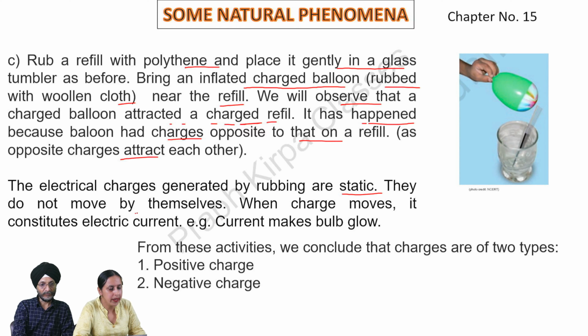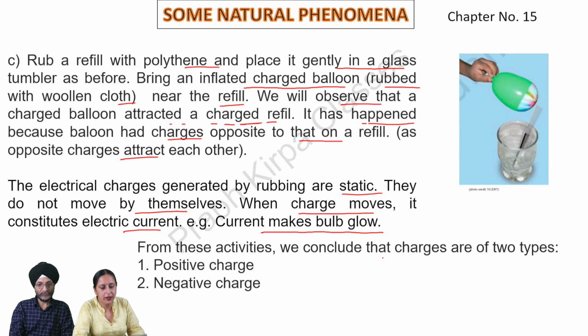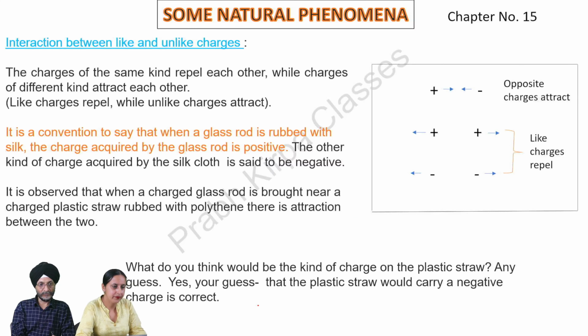The electrical charges generated by rubbing are static. They do not move by themselves. When charge moves, it constitutes electric current. For example, current makes a bulb glow. From these activities, we conclude that charges are of two types: positive charge or negative charge.